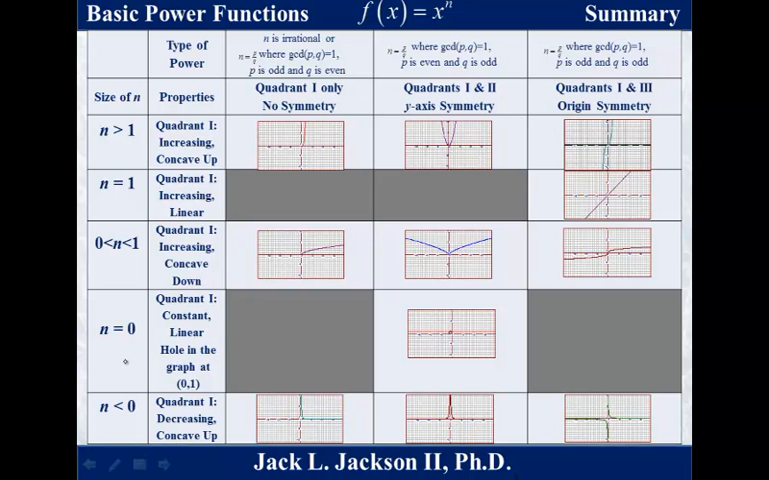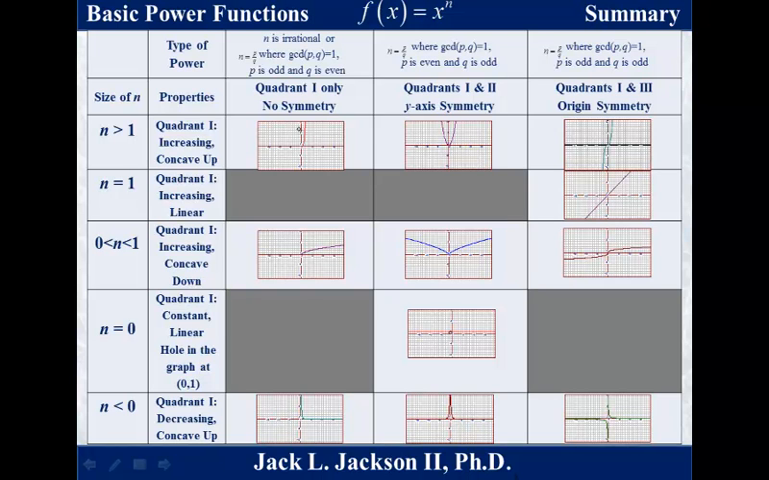And n equals 0 is a very specific one. It's a horizontal line with a hole in the graph at (0, 1). Otherwise, all the y's are 1. And n is less than 1. Negative ones all look the same in the first quadrant. This decreasing, concave up thing with the vertical and horizontal asymptotes. And so all those look the same in the first quadrant.